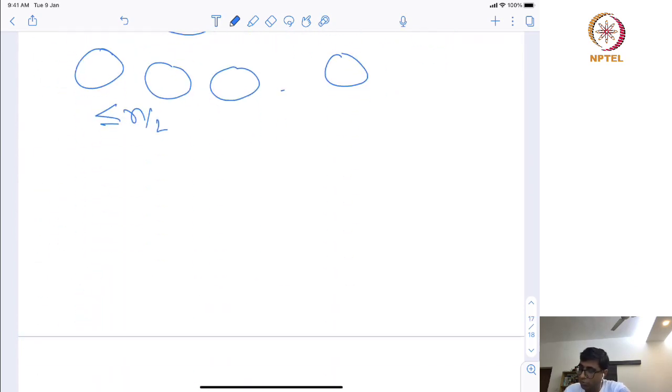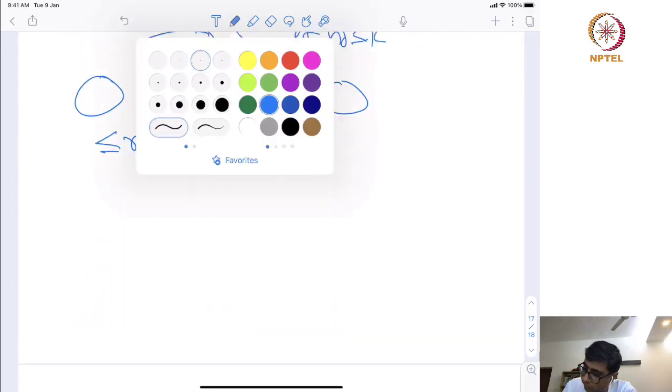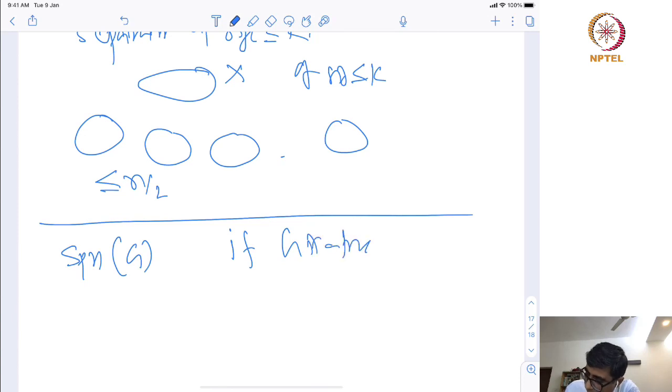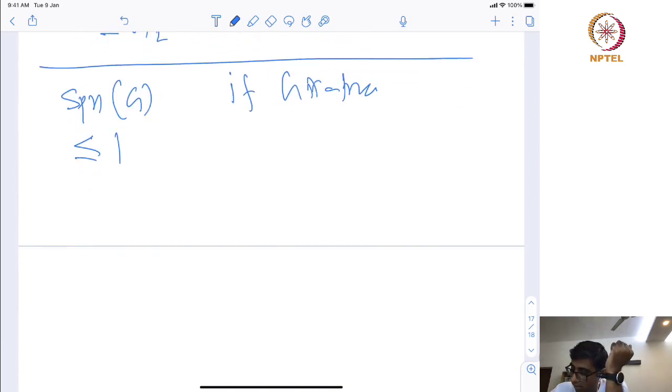So we will try to show that the separation number of G, if G is a tree, is at most 1. To prove this, rather than proving that the separation number of G is at most 1, I am going to prove something more general.